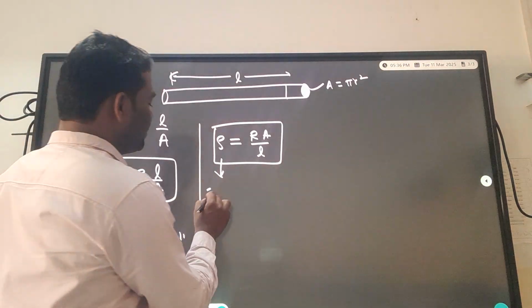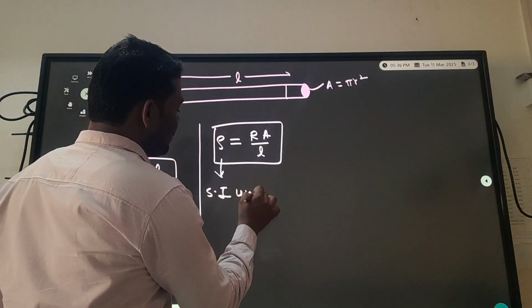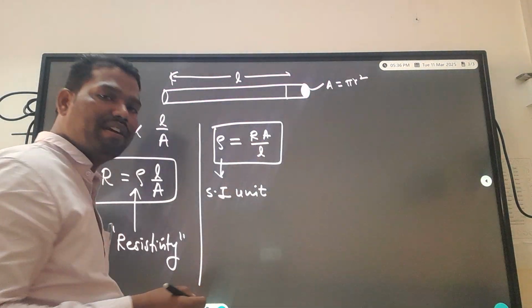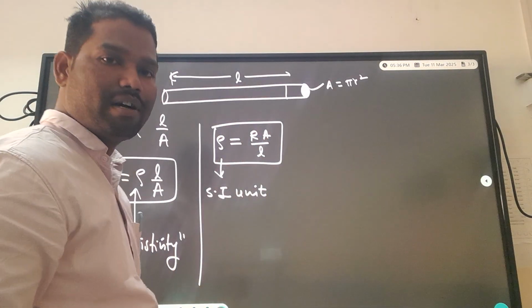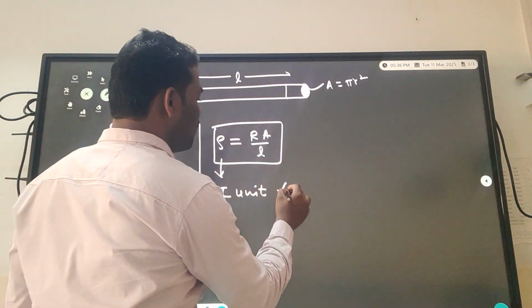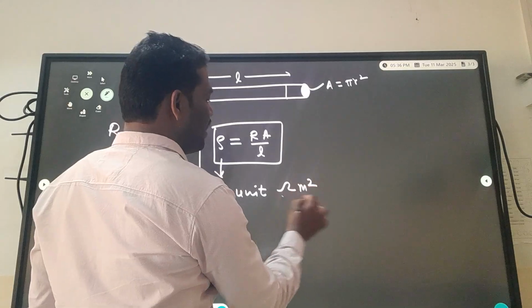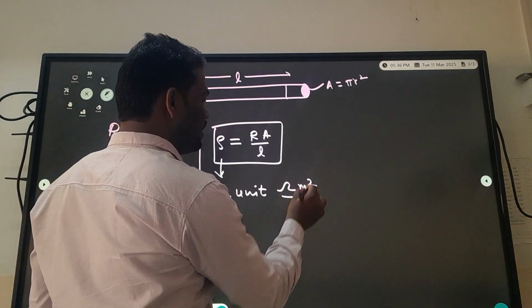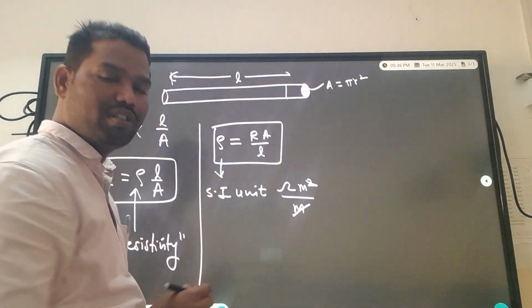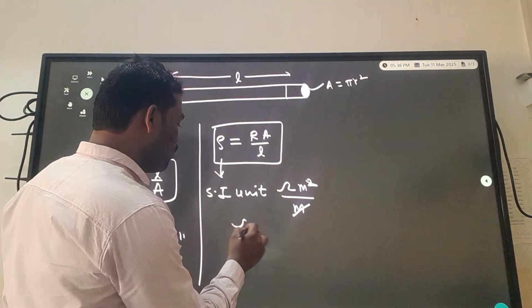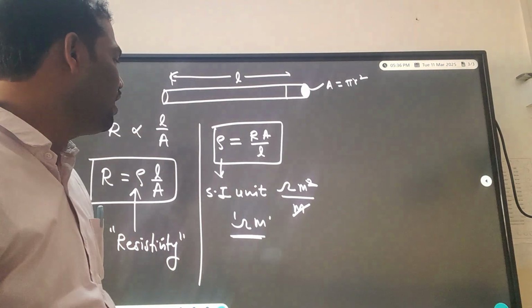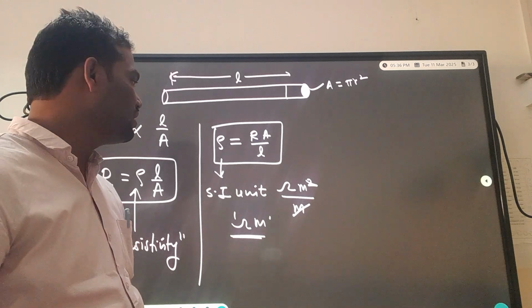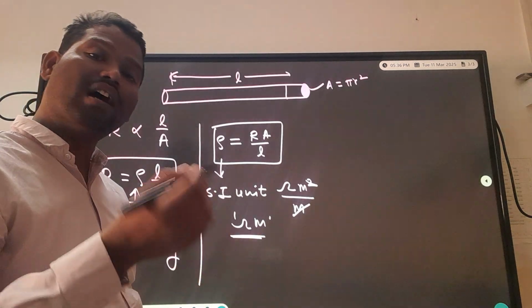Now we have to find the SI unit of the resistivity. It can be calculated from the formula rho is equal to RA divided by L. Resistance is measured in ohm, area is measured in square meter, and length is measured in meter. So a meter gets cancelled, and the SI unit of the resistivity becomes ohm meter. So ohm meter is the SI unit of the resistivity.